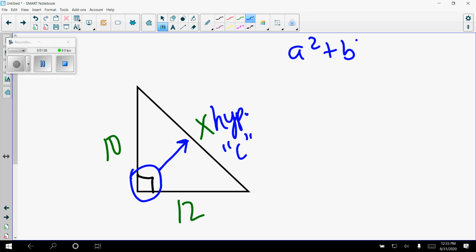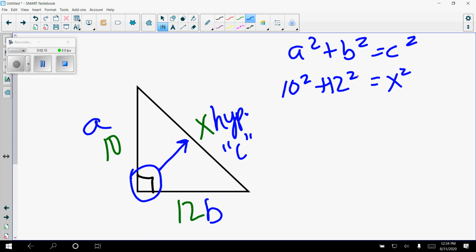So if we go back to the formula here, I always start by writing that so that I know where things go. So instead of C, that's going to be like X. That's the thing we're looking for. These other two don't really matter, so I'll call this A and this B. Then up here I can plug in 10 for A and 12 for B. Okay? So first step, label. Second step, plug in. Third step is solve.